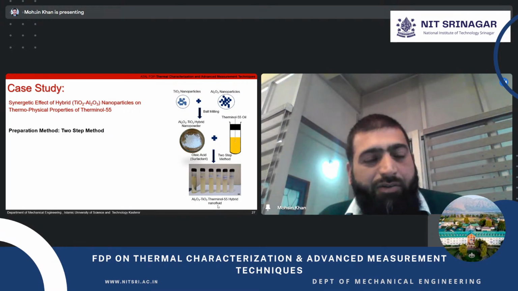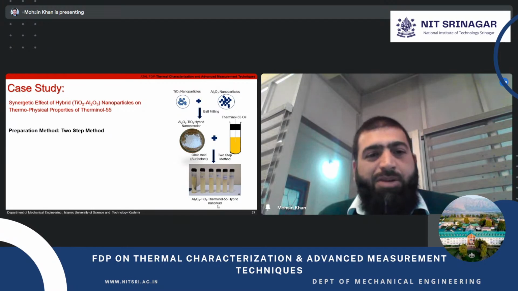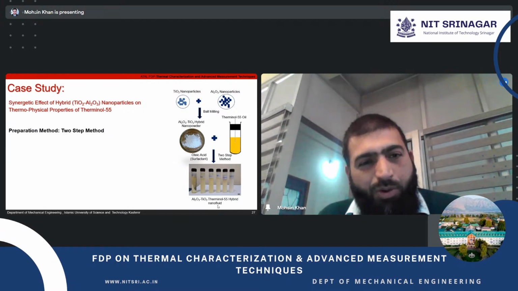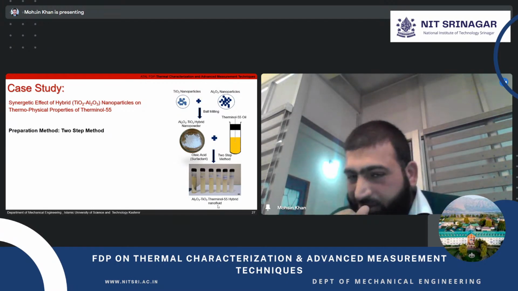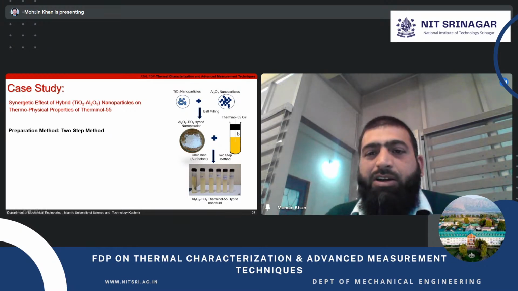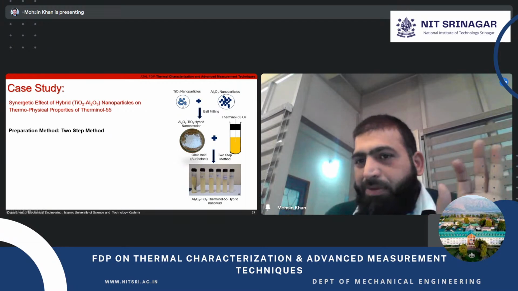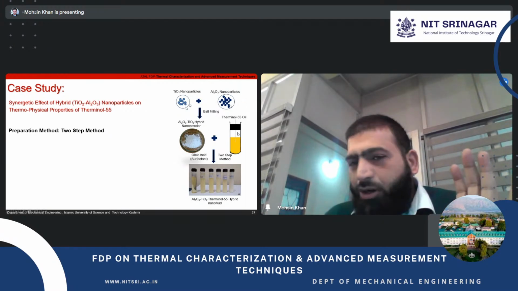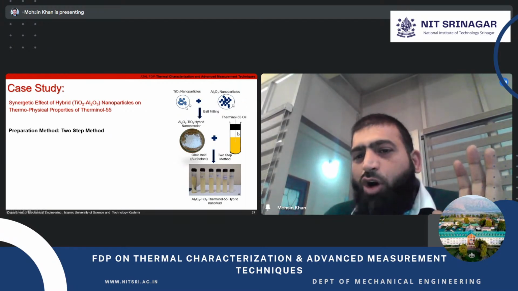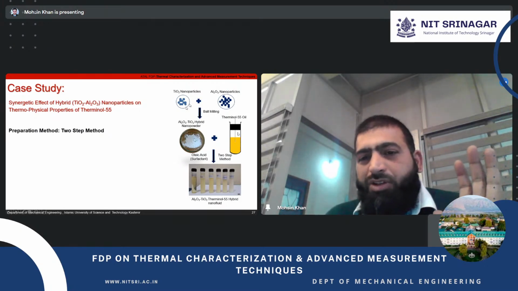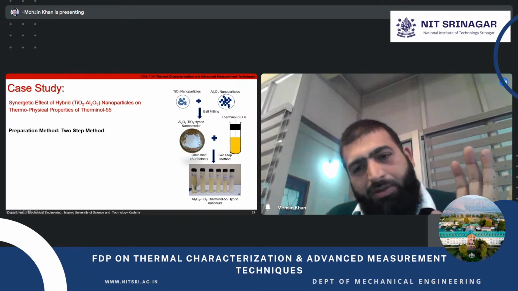Then we tried to improve the properties of Thermal 55 by doping it with TiO2 and Al2O3 nanoparticles. First, we selected the TiO2 nanoparticles with their size and shape, and similarly the Al2O3 nanoparticles. They were subjected to ball milling, and after completing the ball milling, we prepared the Al2O3 and TiO2 hybrid nanoparticles.